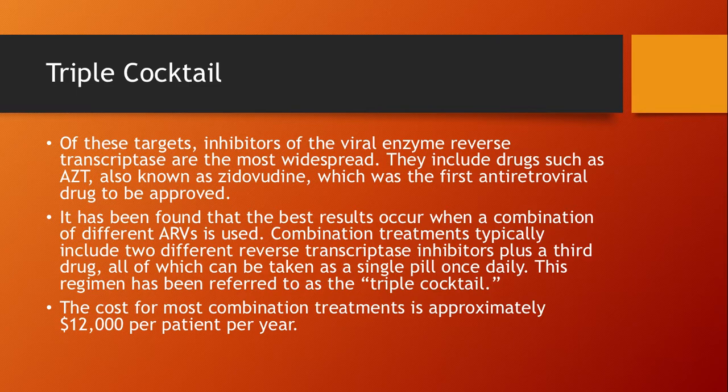Now, rather than taking a single drug, it has been found that the best results occur when a combination of different antiretrovirals are used. So they could include those reverse transcriptase inhibitors plus a third drug. These can all be combined into a single pill once daily, and it's often been referred to as a triple cocktail. Unfortunately, the cost is one of the worst things about antiretroviral drugs, and per patient it costs about $12,000 per year.